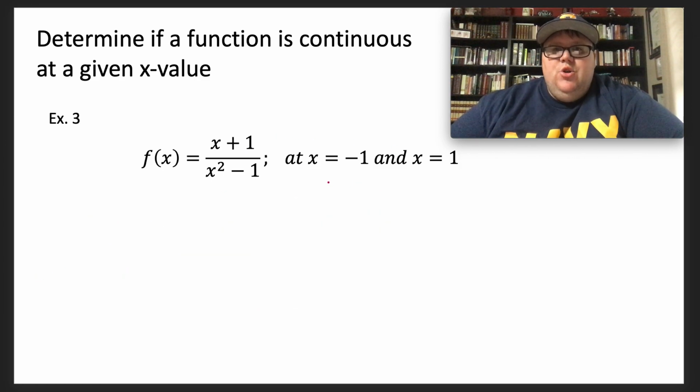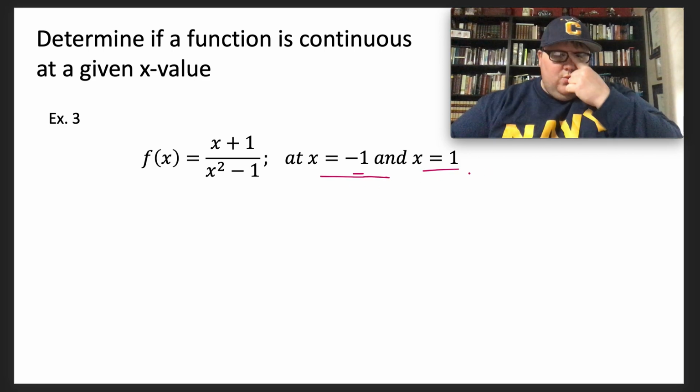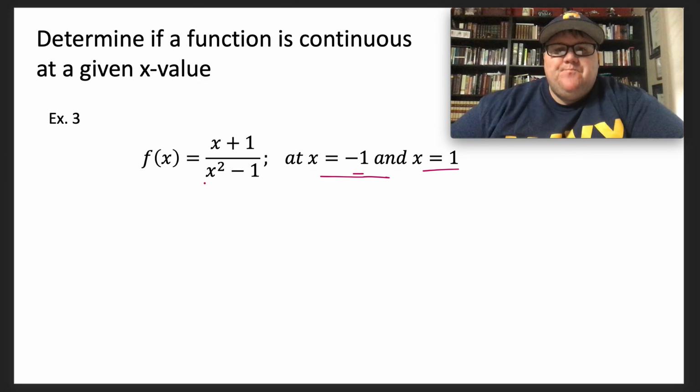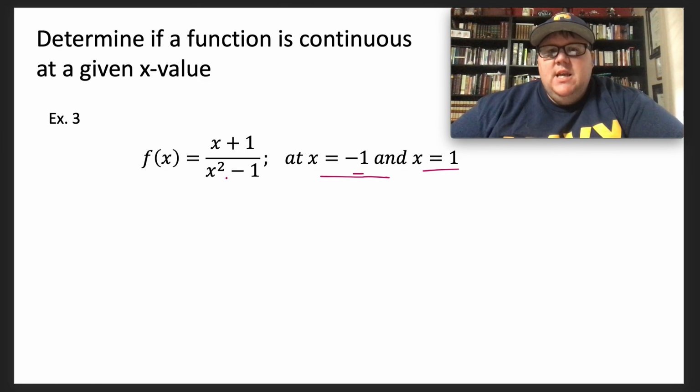Example 3. Notice they're giving me two different values now: x equals -1 and x equals 1. So I'm going to test both. If I were to put -1 in for x squared, I'm going to get 0 on bottom. -1 squared is 1, 1 minus 1 is 0. If I plugged in 1, 1 squared is 1, 1 minus 1 is 0. So I already know just by looking at it that I'm going to have discontinuity at both of those points because I'm getting 0 in the denominator.